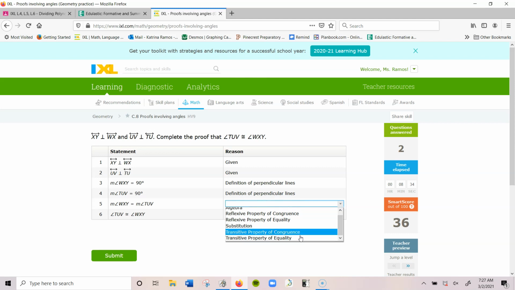This is the transitive property of congruence. If it's a property of congruence, it has to use the congruent symbol, which it doesn't. Remember that this is the congruent symbol, and this is the equal sign. Or the transitive property of equality. I like this one the most for this statement because the transitive property states that if A is equal to B and B is equal to C, then A is equal to C. So this is A equal to B, and this is C equal to B. They both equal the same thing, so you can make these two equal. So we would say transitive property of equality.